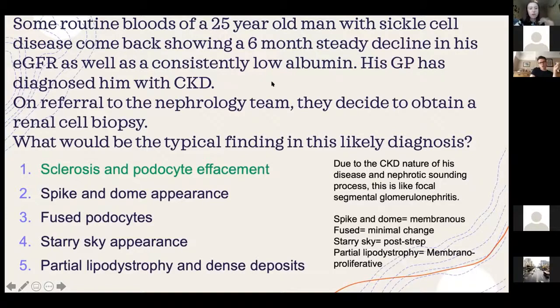So just a quick revision, spike and dome is typically membranous. The fused podocytes, typically minimal change. Starry sky appearance is usually associated with post-streptococcal, and partial lipodystrophy is usually associated with membranoproliferative disease.